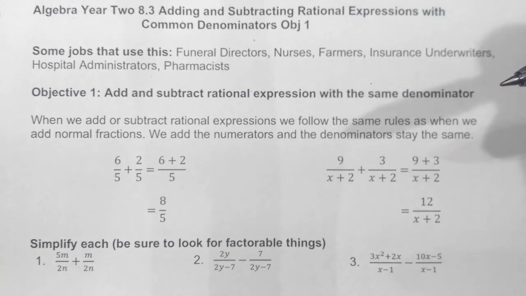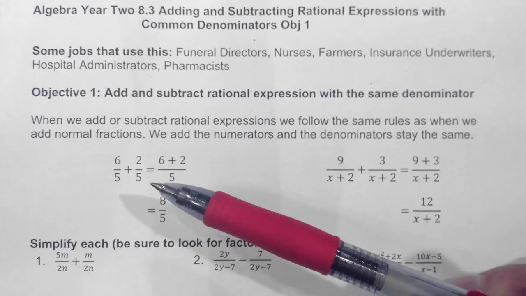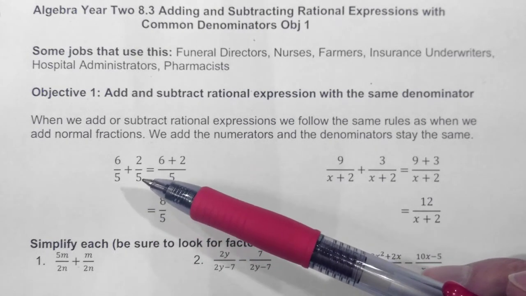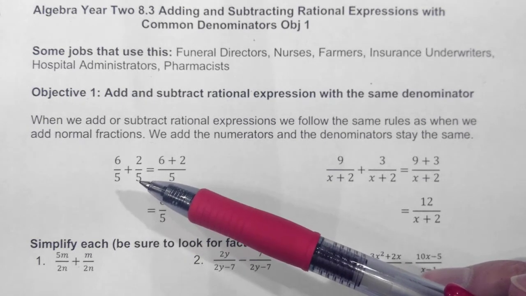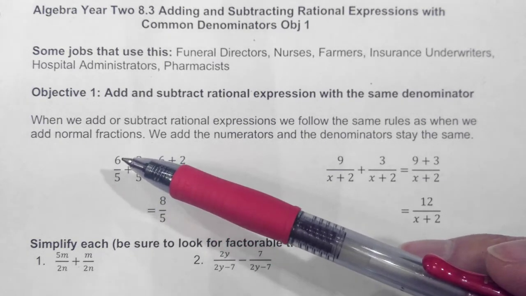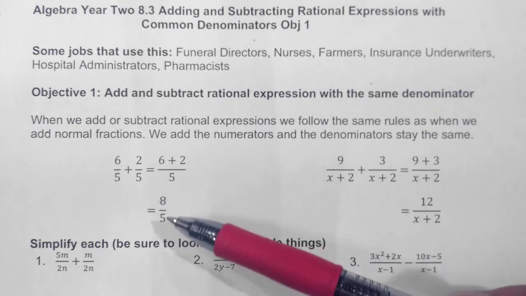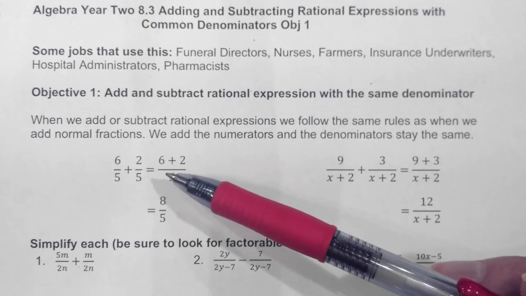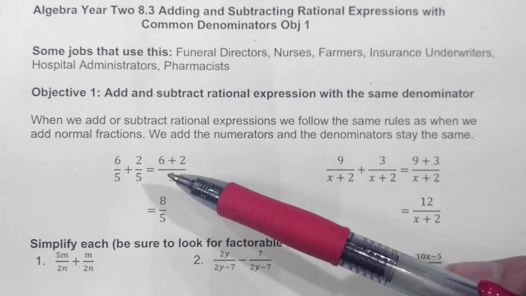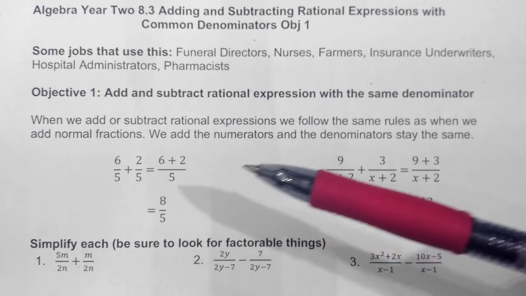It's not too difficult, because if you think about normal fractions, I've got an example of that. Remember, when you add fractions, they have to have common denominators to add or subtract. And when you have common denominators, you just do what the numerators say. So this says do 6 plus 2. 6 plus 2 is 8, so you get 8 over 5. Remember, when adding and subtracting fractions, the denominator does not change. You just do what the numerators say.